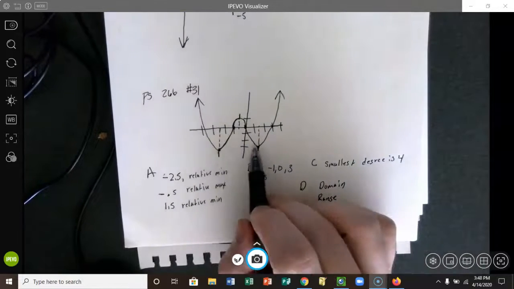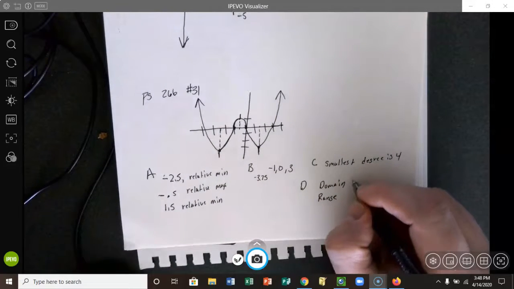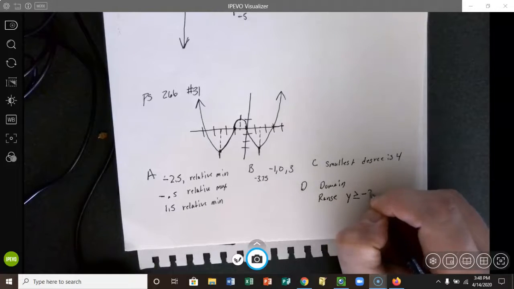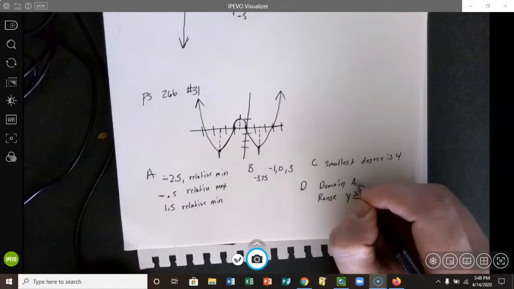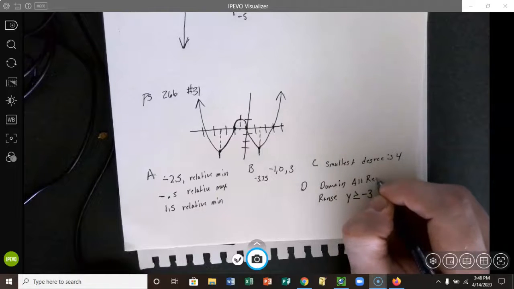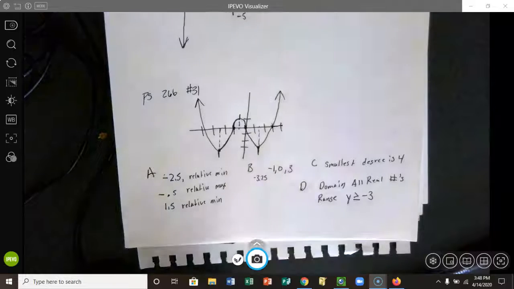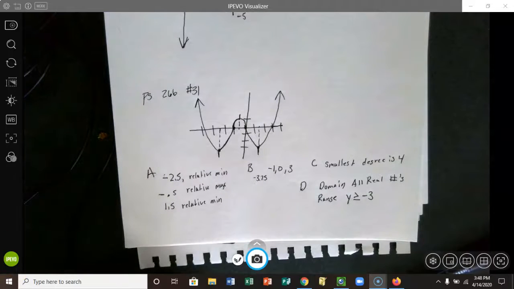And then D asks us to estimate the domain and range. So since this one has minimum values, we know our range is going to be limited. So y needs to be greater than or equal to negative 3. And the domain, all real numbers. And that's problem number 31 from page 266.